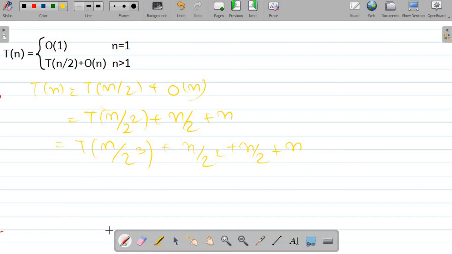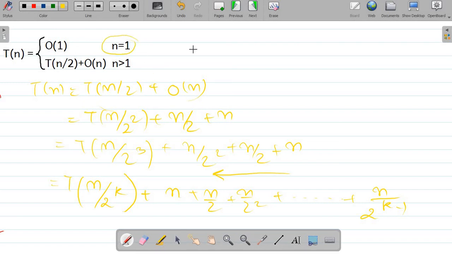Now over here you can see when I write it in terms of k, we get Tn upon 2 power k. That means after k steps we are going to achieve this equation. Plus, now I'm going to write it in this fashion, so this becomes n plus n by 2 plus n by 2 square and so on up till n upon 2 to the power k minus 1. Now we have to make this as a base condition, so it will be 1. So over here we'll write that n upon 2 to the power k is equals to 1, and hence my k comes to be log n base 2.